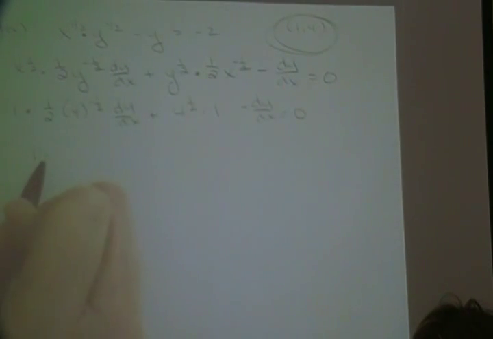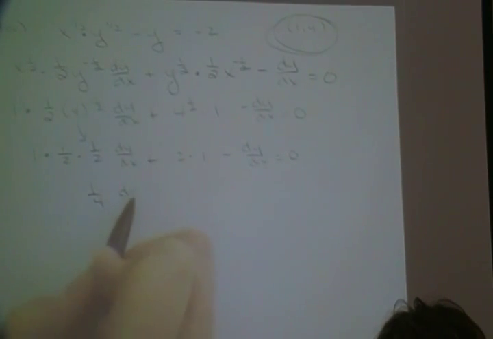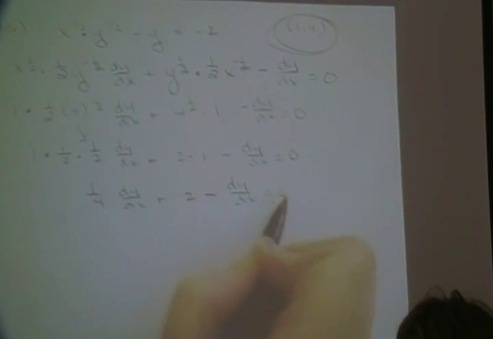dy/dx. So now I can plug this into my calculator if I have to, although I know that this says flip it over and take its square root. So I get 1 times a half times another 1/2. That's what 4 to the negative 1/2 is. dy/dx. Plus, this is the square root of 4, so that's 2 times 1 minus dy/dx. So in other words, it's 1/4 dy/dx plus 2 minus dy/dx. That equals 0.